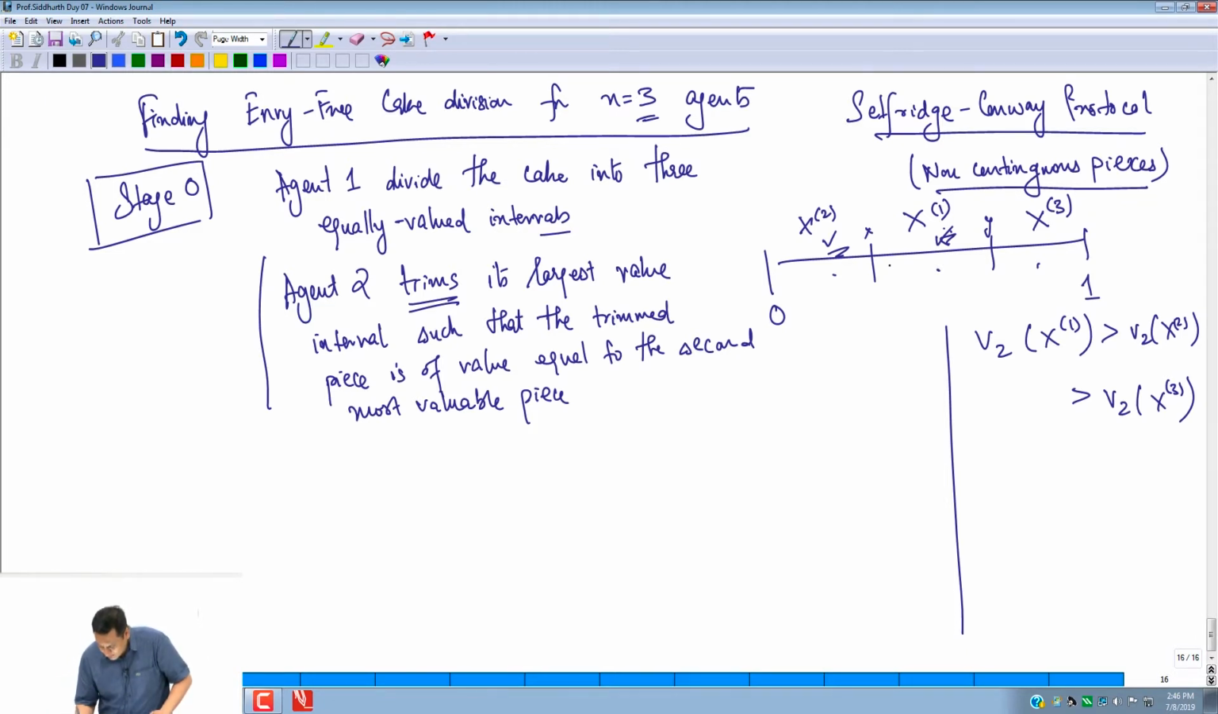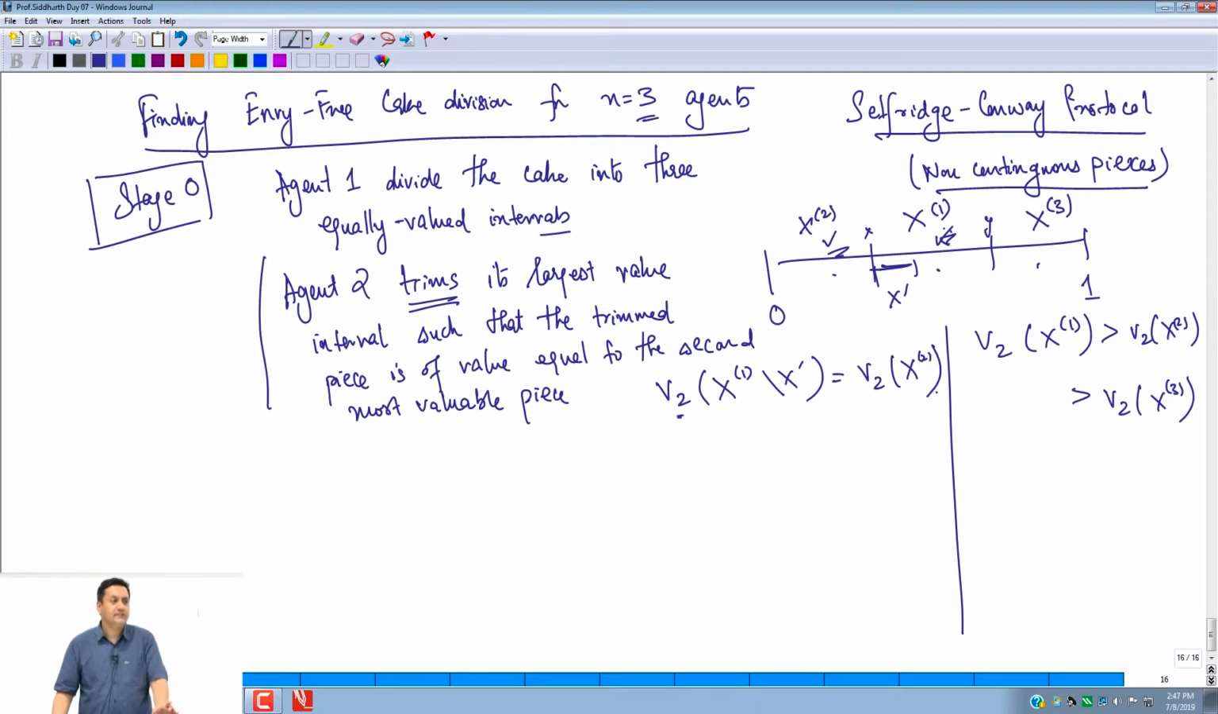So find a chunk here, say x prime, such that once I remove it, I actually fall back into the nice case that I have. So this second step, which I have written in so many words, essentially means that I find x prime such that once I remove x prime from the largest valued piece with respect to V2, this is equal to V2x. So I force this equality by trimming away a piece.